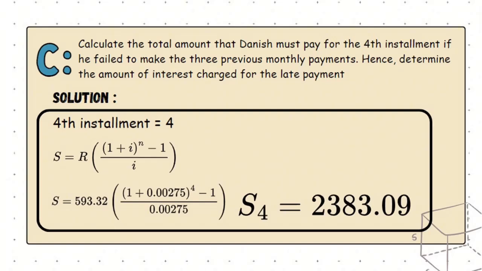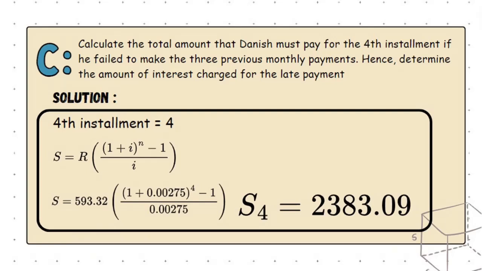Hello, my name is Jeremiah. So now I'm going to explain question C. Question C asks to calculate the total amount that Danish must pay for the fourth installment if he failed to make the 3 previous monthly payments. Hence, determine the amount of interest charged for the late payment.